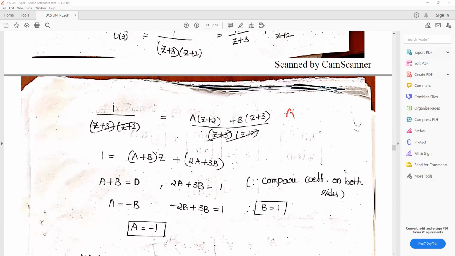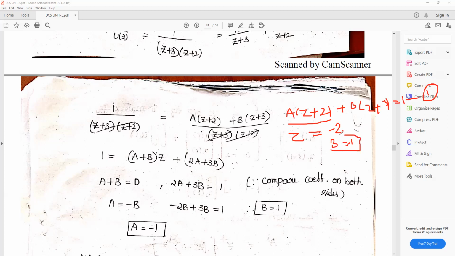So A into z plus 2 plus B into z plus 3 is equal to 1. So take z is equal to minus 2 in the equation 1. So the first term is 0. So the second term, B into minus 2 plus 3, B is equal to 1.